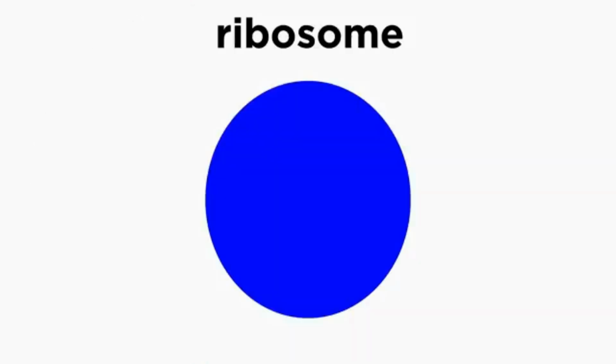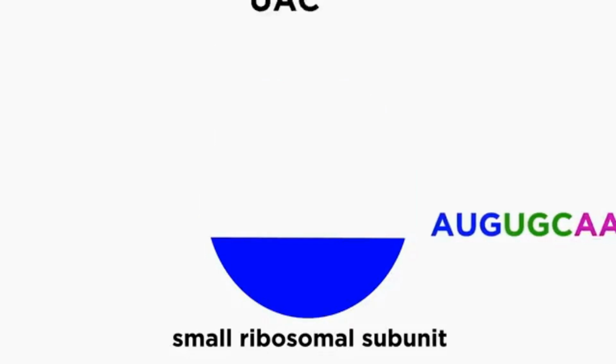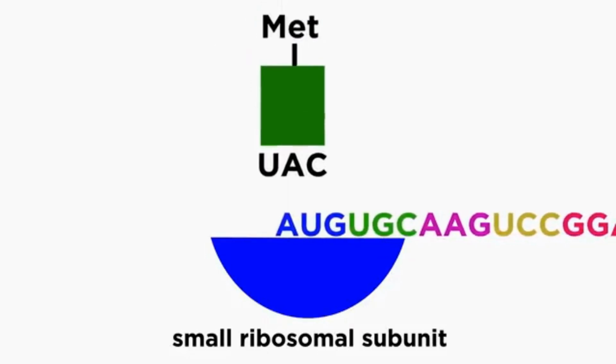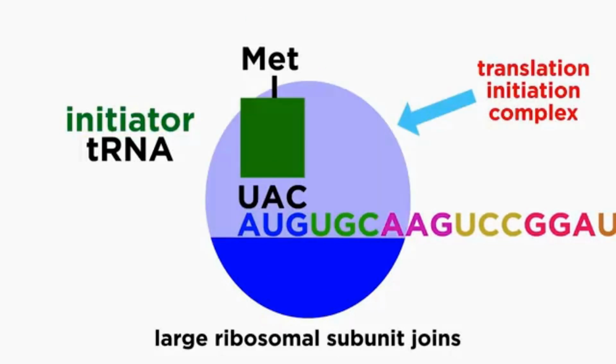Translation will occur inside a ribosome. The small ribosomal subunit binds to an mRNA and an initiator tRNA, which adheres to the start codon. Then the large ribosomal subunit joins to complete the translation initiation complex.